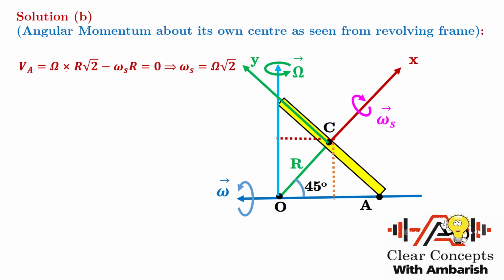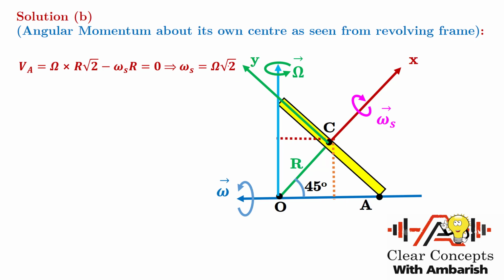So I can say capital omega into r root 2. This is capital omega, this is r, and this is r, so OA is r root 2. Capital omega into r root 2 is the inward contribution due to revolution, and due to spinning it is omega spin into r, and that is outward. This superposition should be 0 because A is part of the instantaneous axis. That gives omega of spinning equal to capital omega root 2. I had also done this analysis in the previous video.